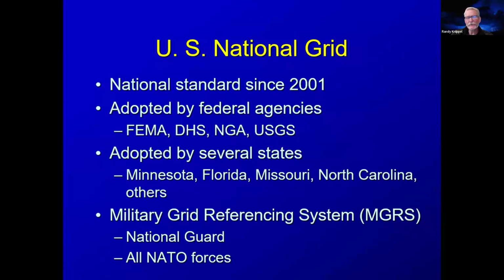FEMA and DHS are the emergency management side of the federal government. NGA and USGS are the mapping side of the federal government. Both sides have adopted this. It's also been adopted by several states. I list some there. There are others. The U.S. National Grid is the military grid referencing system, which has been around since World War II. It's taught to all military recruits in basic training.